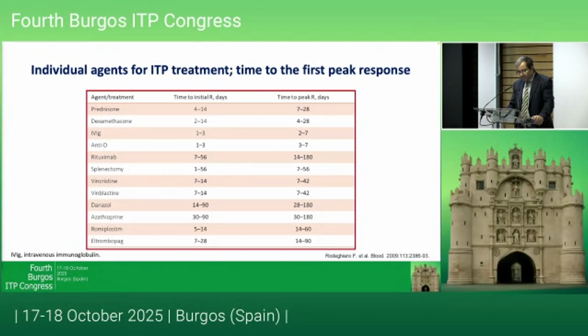IVIG or anti-D, 3 days. Rituximab, more or less 2 months. Splenectomy, 2 months also. Vincristine and vinblastine, 2 weeks. Danazol, 3 months. Azathioprine, 3 months. Romiplostim, 2 weeks. And eltrombopag, 4 weeks. If a patient is under eltrombopag for more than 4 weeks without a response, 30,000 platelets per microliter, double the baseline platelet count, no bleeding, you don't have that, probably you have to stop eltrombopag treatment in that patient.